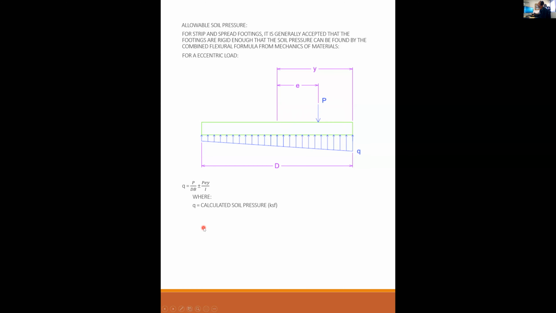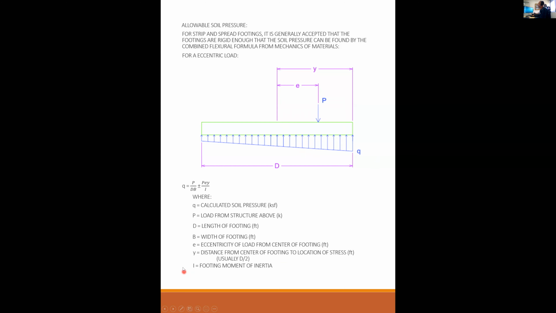Where Q is your calculated soil pressure, P is the load from the structure above, D is the length of the footing, B is the width of the footing, E is the eccentricity of the load from the center of the footing, Y is the distance from the center of footing to the location of stress that you're looking for, which is usually D over 2. I is the footing moment of inertia, equal to BD cubed over 12, in feet to the fourth.